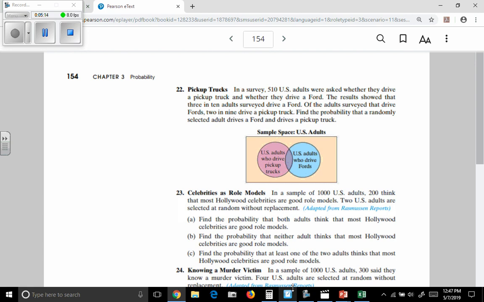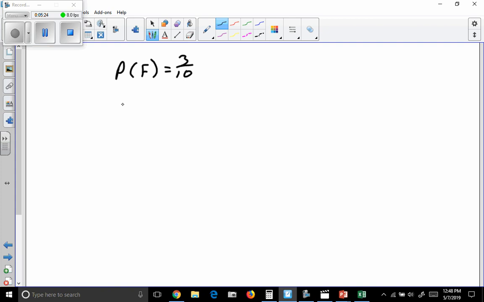Of the adults surveyed that drive Fords, 2 in 9 drive a pickup truck. So let's think about what that says. They drive a Ford, so that's a condition. Given that they drive a Ford, how likely is it that they drove a pickup? So out of the people that drove a Ford, the people that drove a pickup, that was 2 out of 9.